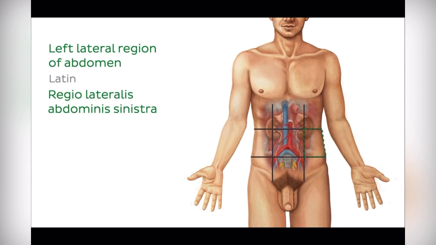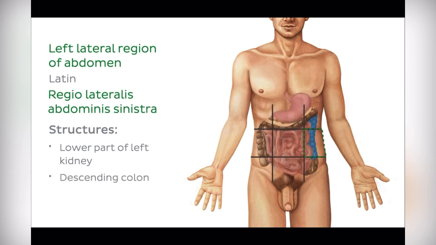Its name gives us a good idea of where it is situated. Structures such as the lower part of the left kidney, the descending colon, and part of the jejunum and ileum can be found within this region.